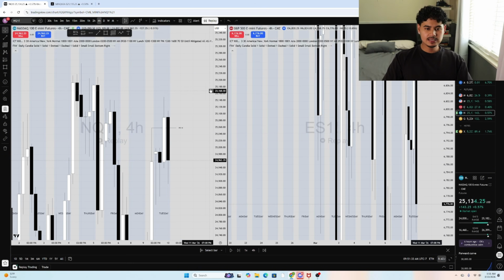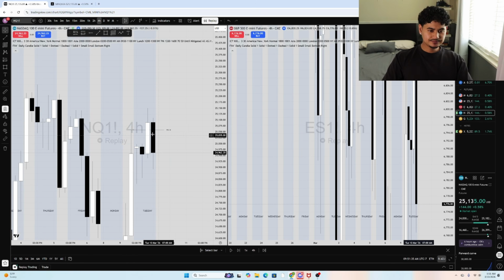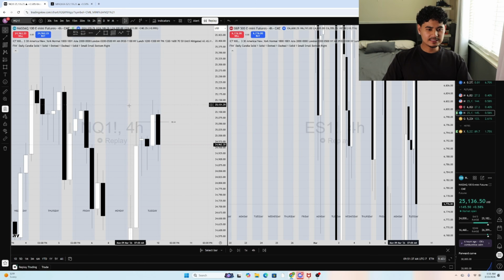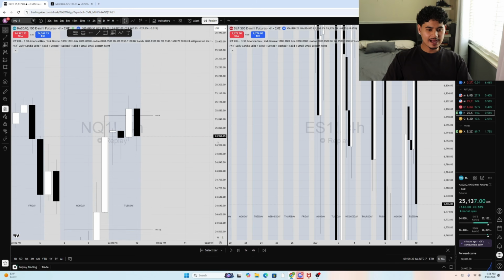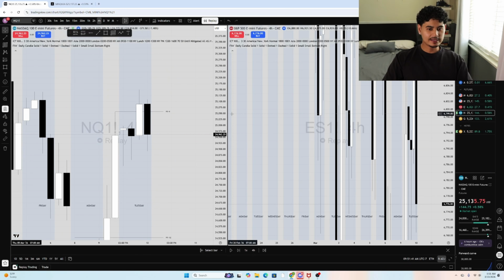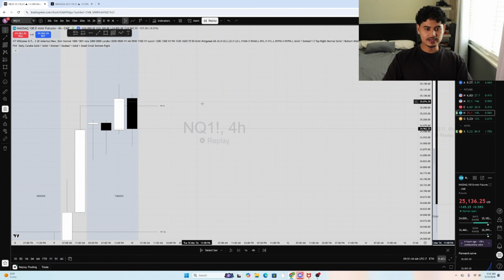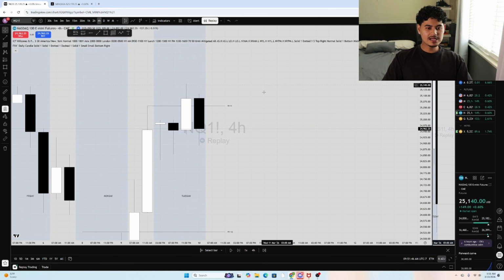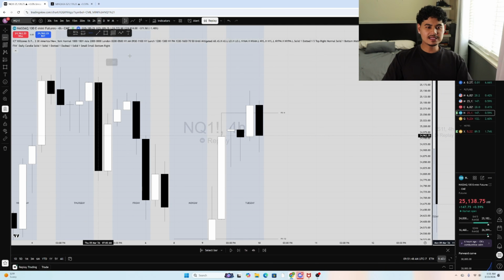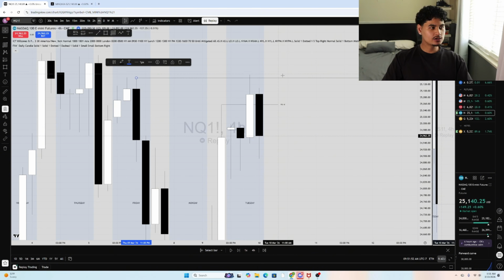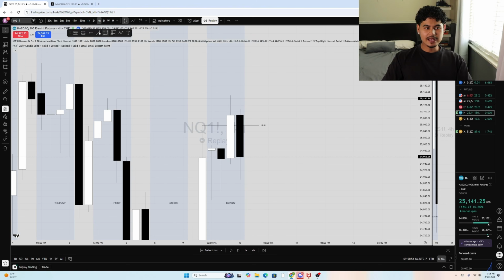Pre-market analysis right here. As you can see, price going into the day already took out previous day high. Previous day high is right here. Let me actually just show you guys. So previous day high right here got taken out along with this high right here. So these got taken out, buy side liquidity got taken out, and it made a move lower after rebalancing.